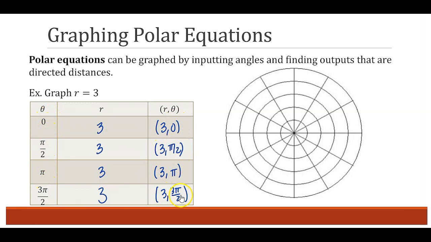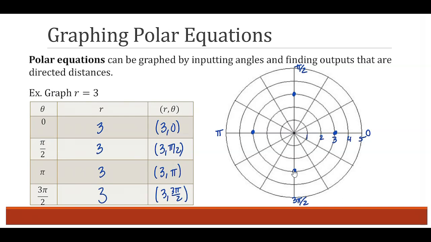So now let's actually graph these points. So 3, 0, remember 0 is the angle 0, and we're going 3 units towards 0. So I'm going to end up right here, so labeling the polar axis. So this is one coordinate point. Pi over 2 is up here. I go 3 units towards pi over 2. Over here at pi, so I have 3 units towards pi. And then 3 pi over 2 is down here. And if I go 3 units towards 3 pi over 2, I have this coordinate point.